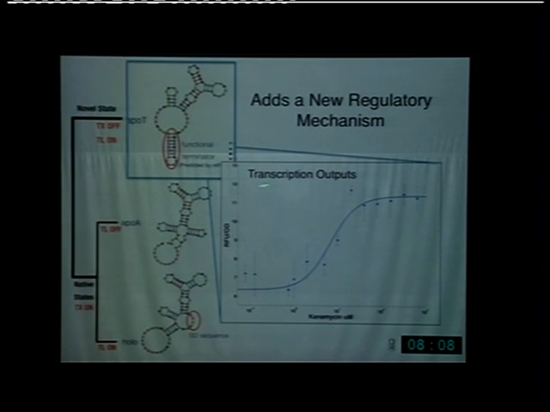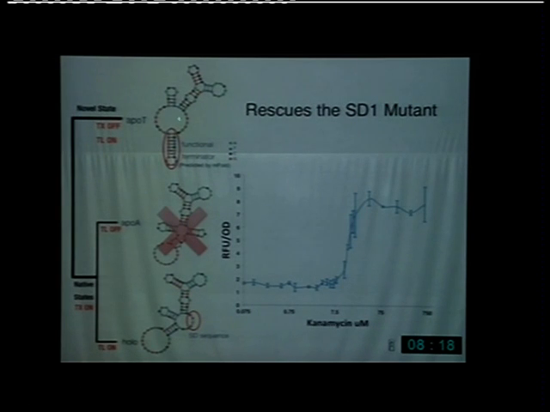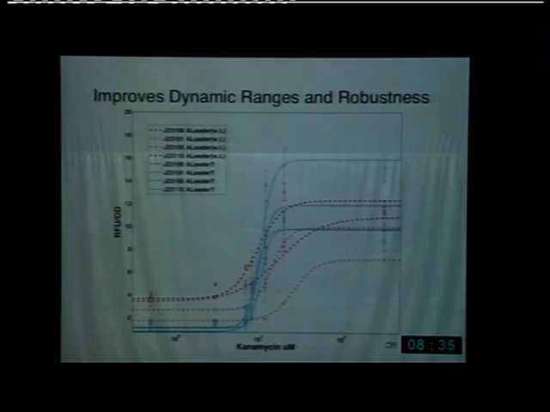Then we measure the transcription output, and we found, okay, it controls the transcription, which means a new state exists. And to make sure that the new state is exclusive from the original state, we use a mutant to destroy this state. And we found, okay, it also responds to the clindamycin. So which means these two are exclusive.